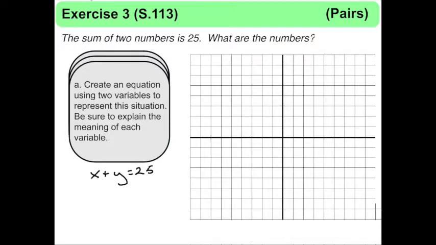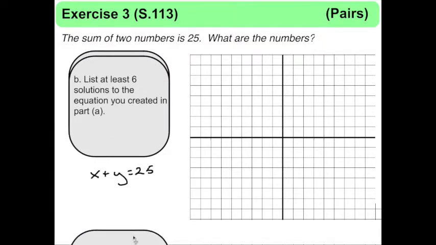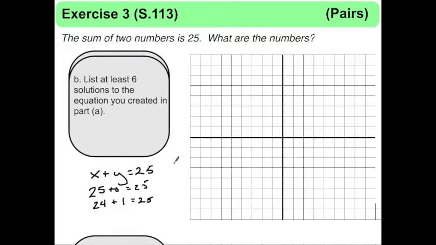So in part B, we're giving the students the opportunity to list at least 6 solutions that can sum to equal 25. And a lot of times the students will start, well, 25 plus 0 is 25, and then they'll say 24, and then 1, well, that equals 25. And so we can continue to list as many as we want. The teacher's going to encourage to list 6.